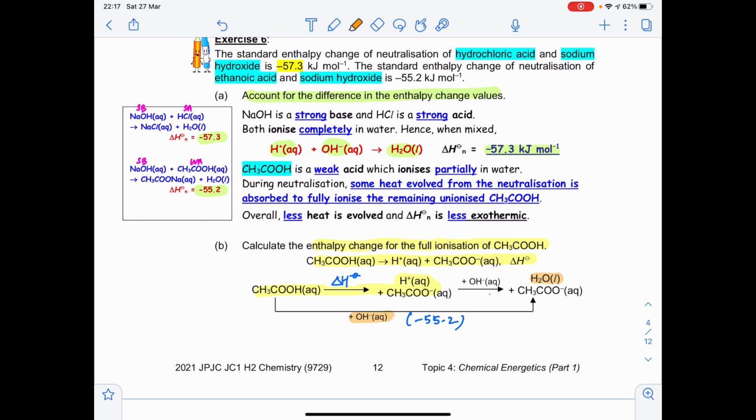When the weak acid is completely ionized, when OH⁻ is added in, it's like mixing H⁺ and OH⁻ to form water. And this given enthalpy value is minus 57.3. So to calculate ΔH, you find that from the given diagram, ΔH plus minus 57.3 is equal to minus 55.2. So the ΔH, which is the enthalpy change of reaction for full ionization of ethanoic acid, will be equal to plus 2.10 kilojoules per mole.